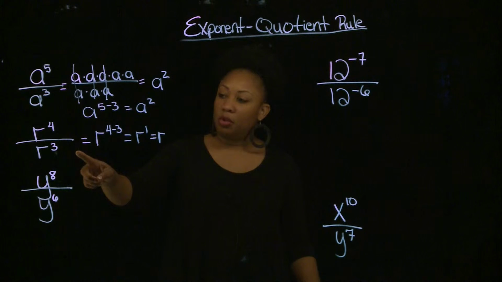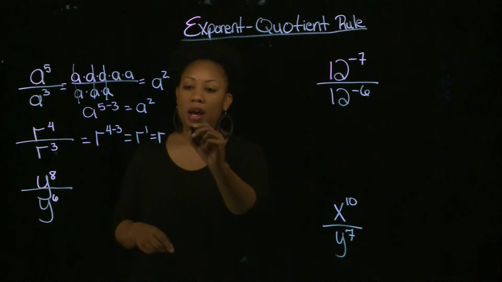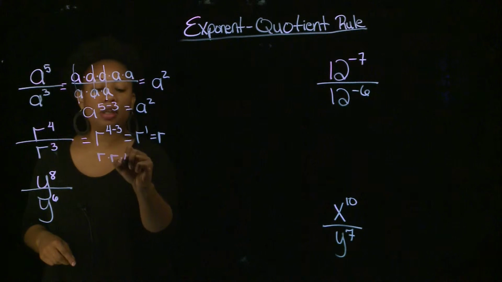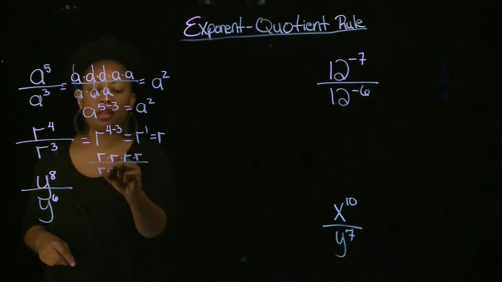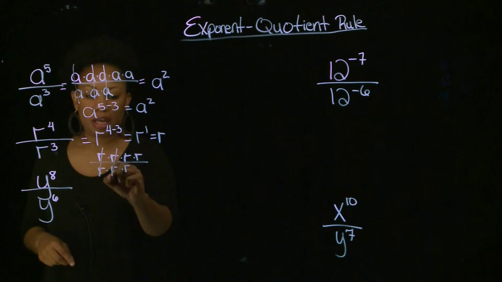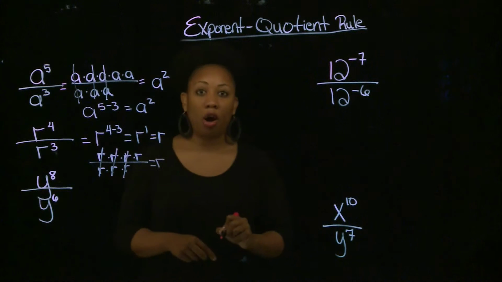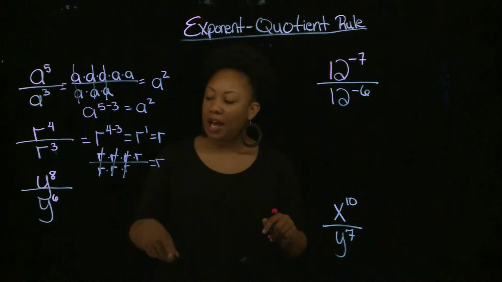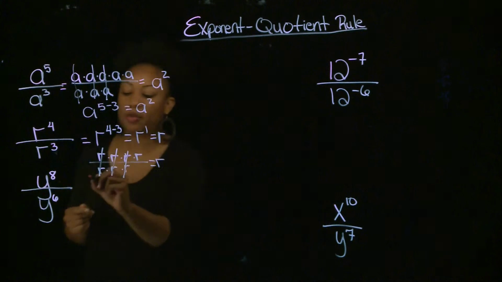But as we did before, we can actually write this problem out, and so you would have r times r times r times r divided by r times r times r. That gives you 1, that gives you 1, that gives you 1, and you are just left with r. Okay? For the next one, we're going to do it both ways. So let's do the long way first.